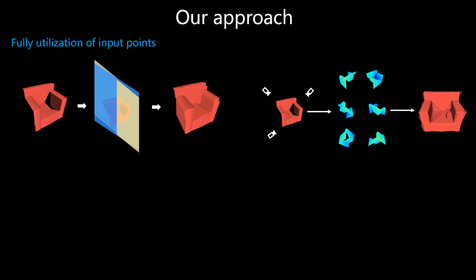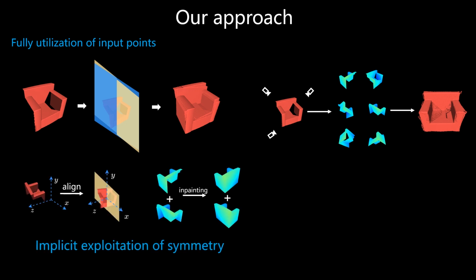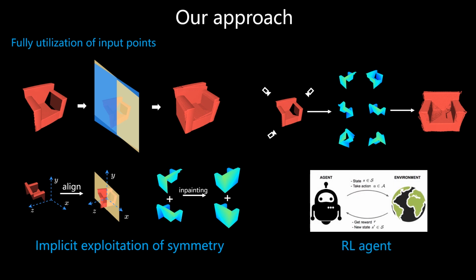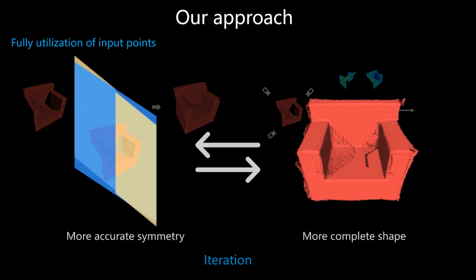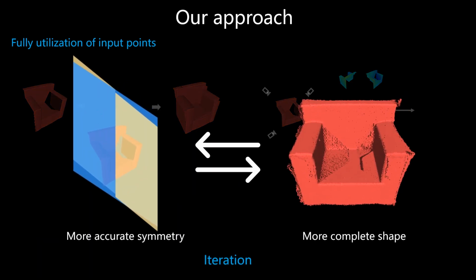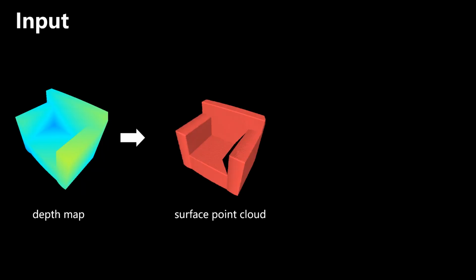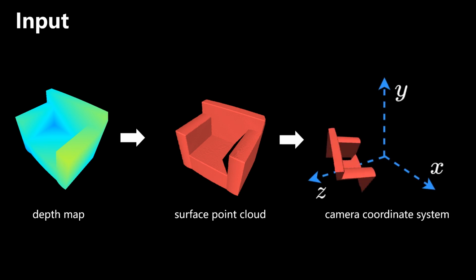For the problem of error increasing caused by directly utilizing the predicted symmetry plane for point cloud mirroring, we implicitly utilize the symmetry information by aligning the point cloud with the symmetry plane and jointly inpainting the depth maps under the symmetric viewpoints. And we use a reinforcement learning agent to autonomously select the optimal sequence of inpainting viewpoints. We also added the loop in our method because more complete shapes contribute to more robust symmetry plane estimates and vice versa. The input of our proposed method is a depth map of an object, and it can be unprojected to a surface point cloud.